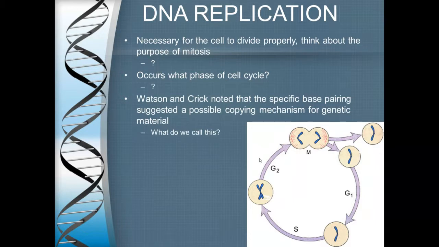Okay, and then Watson and Crick suggested there was a base pairing mechanism that was used for this copying purpose. What do we call that base pairing?